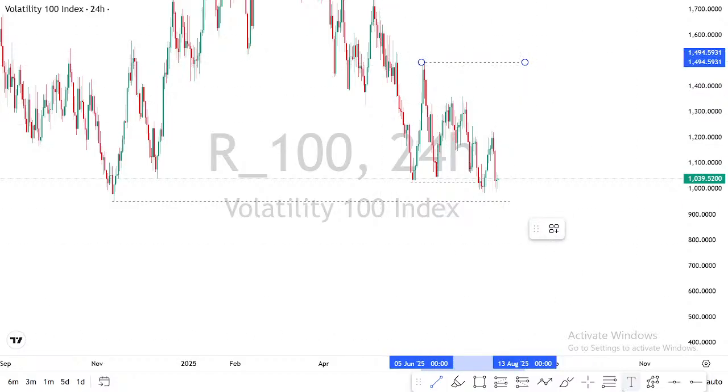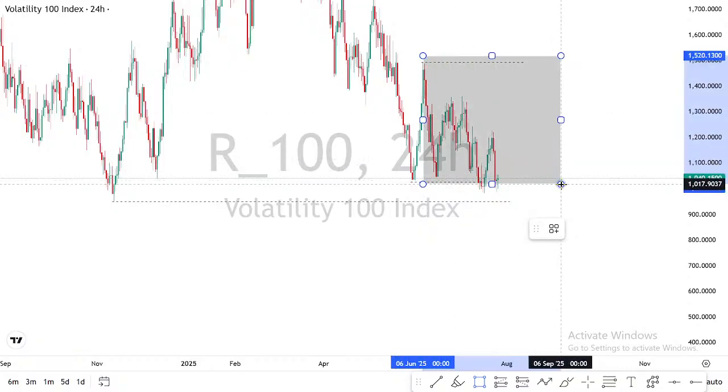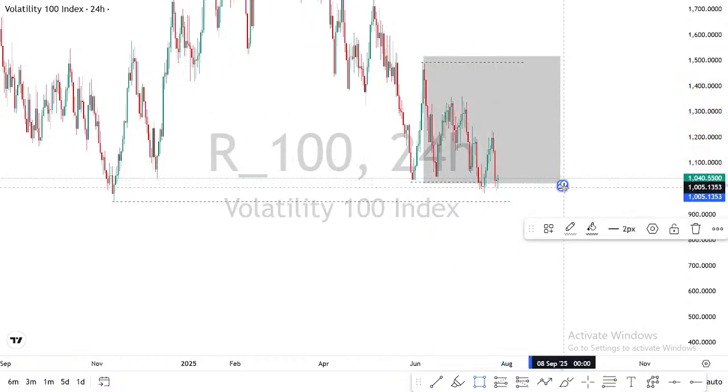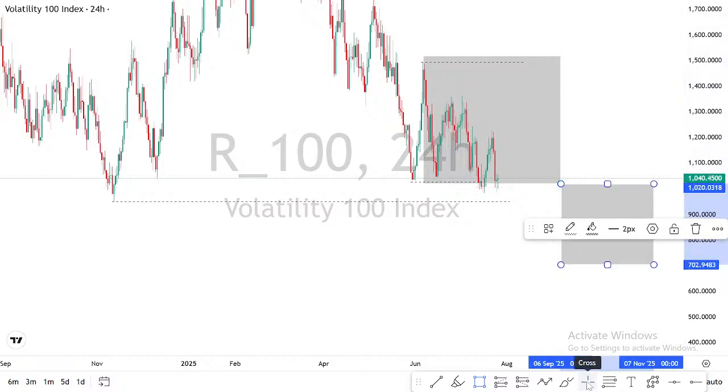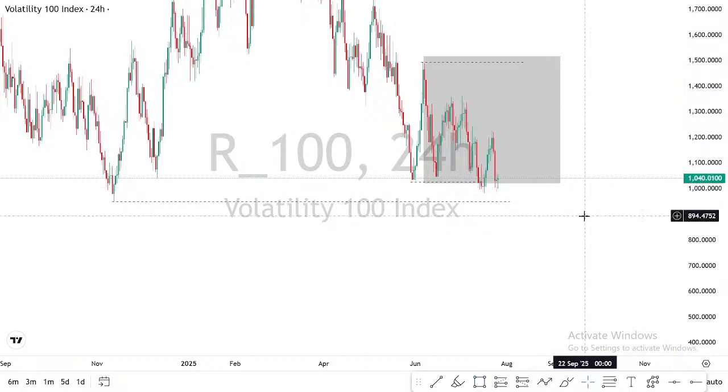So we're going to be working between this range. This is the range we are currently going to be working in between. If we want to sell, that is the range we're going to be selling from. If we want to buy, that is the range we're going to be buying from. That is the range that is going to determine what we're going to be doing on this market.